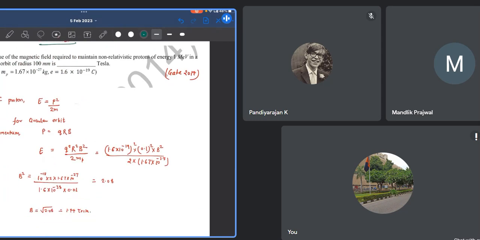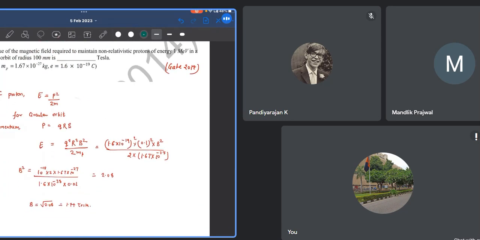Okay, so that was the question from GATE 2014. The value of magnetic field required to maintain non-relativistic protons of energy 1 mega electron volt in a circular orbit of radius 100 mm. So we have to find out what is the magnetic field. Energy is given to us for the case of protons.